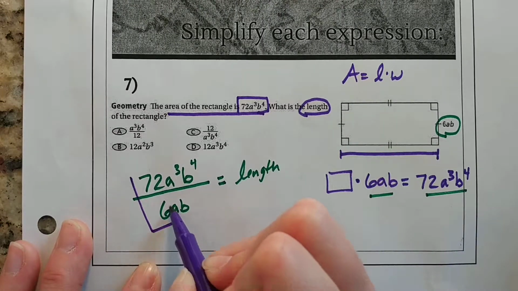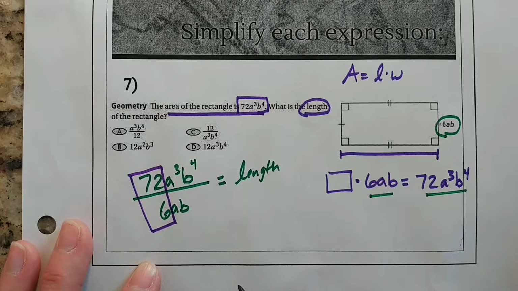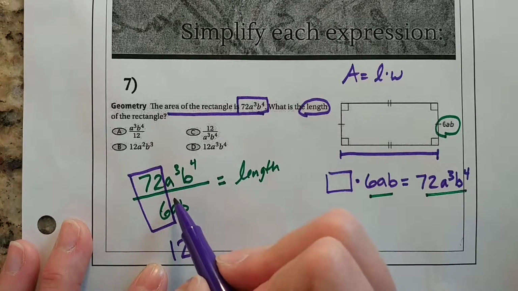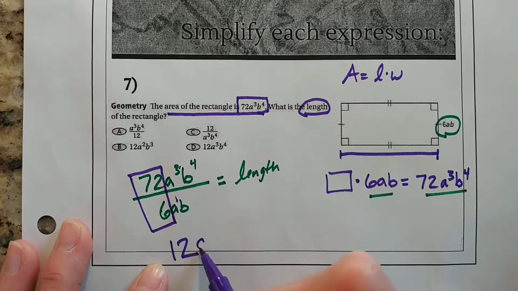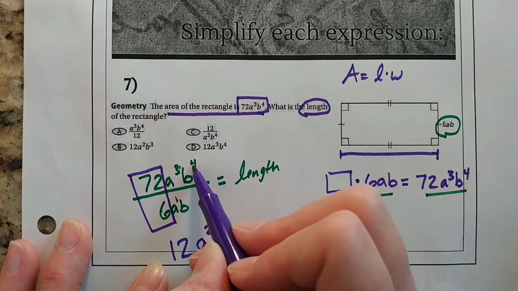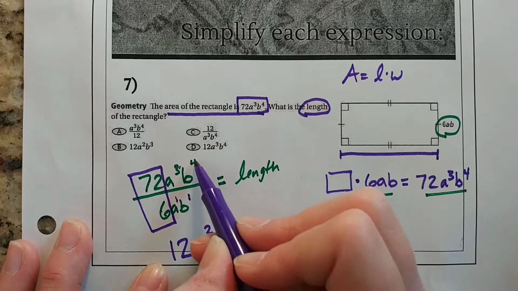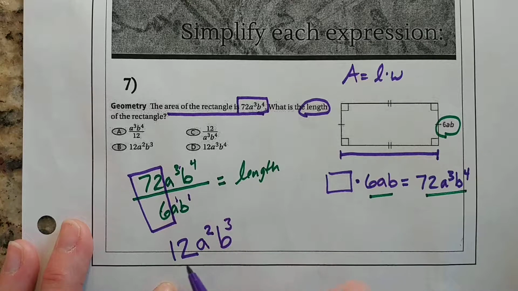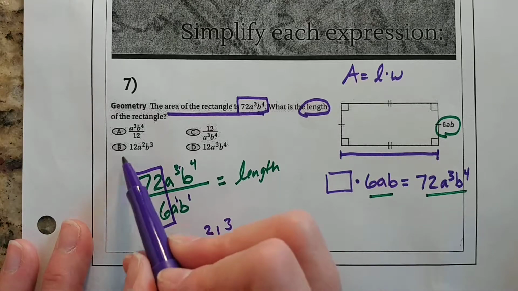I got 72 divided by 6. 72 divided by 6, well, it has to be 12 because look at all the answer choices. They all have a 12 in them. Now, a to the third power divided by a to the first power. Subtract the exponents. And then here, b to the fourth divided by b to the first. Subtract the exponents. 4 minus 1 is 3. And there I have my length. Looks like the answer would be B.